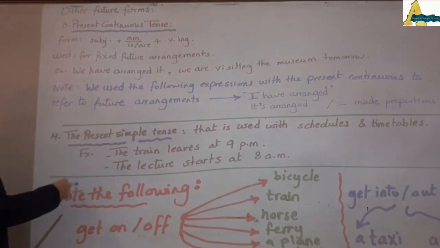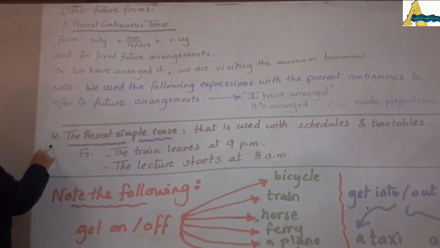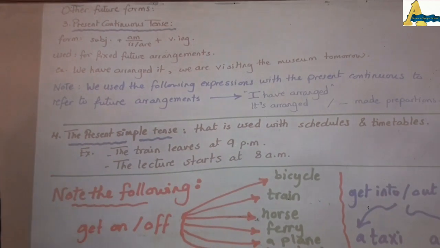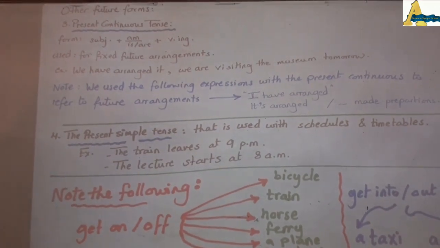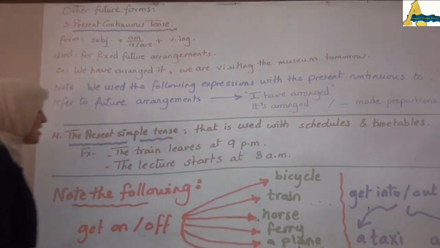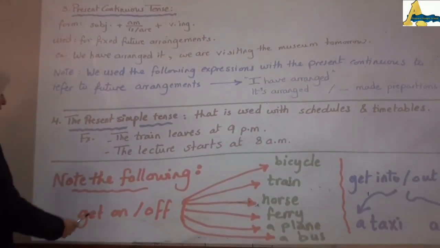The present simple tense, this is the last future form that is tackled in your unit. It is used with schedules and timetables. The train leaves at 9 p.m. The lecture starts at 8 a.m. and so on. Note the following.